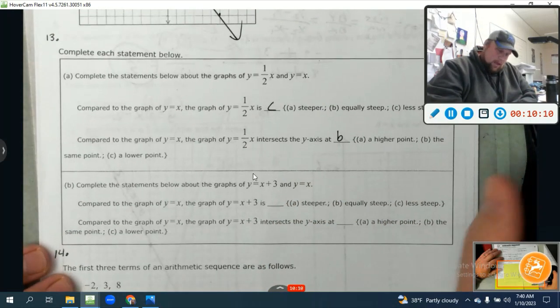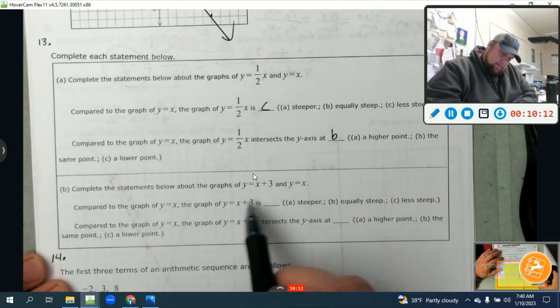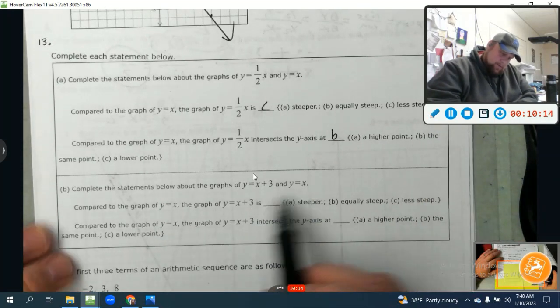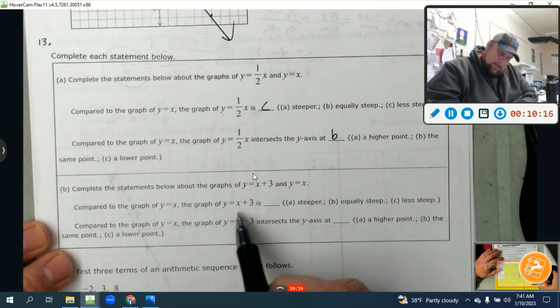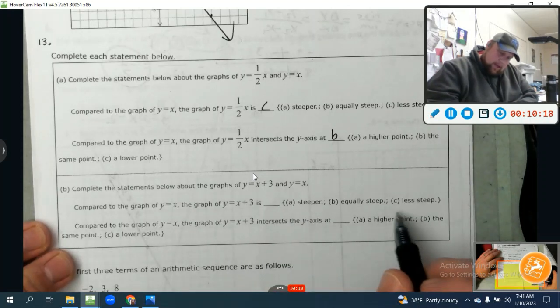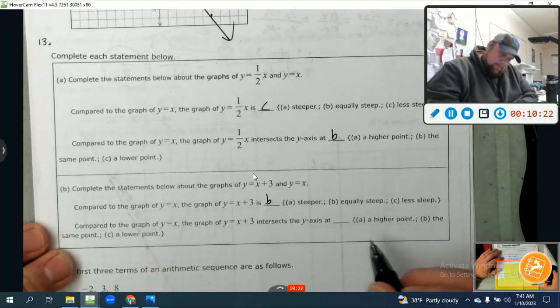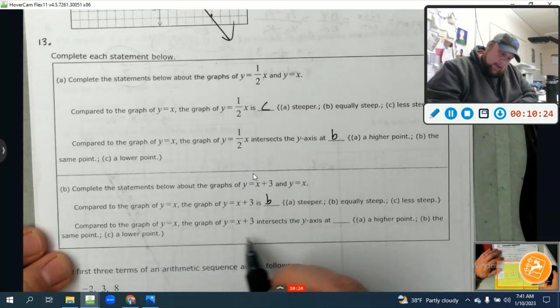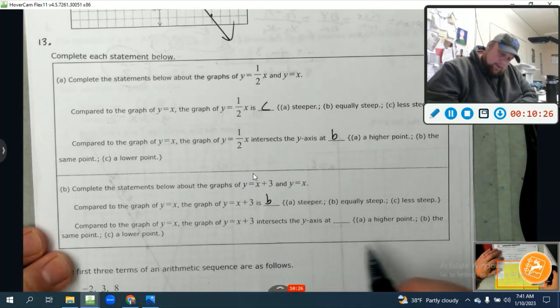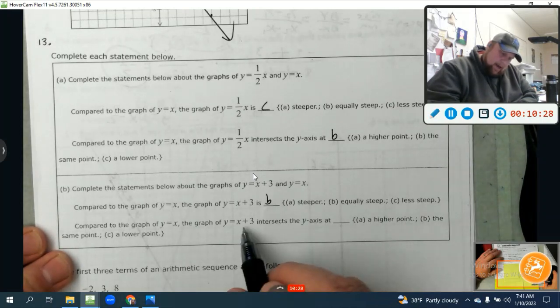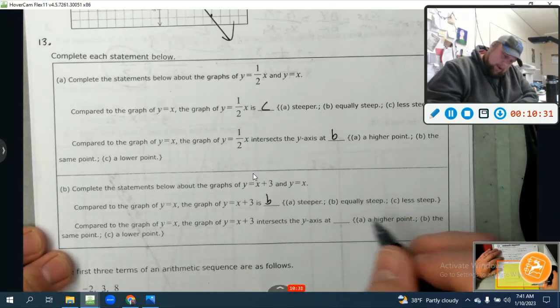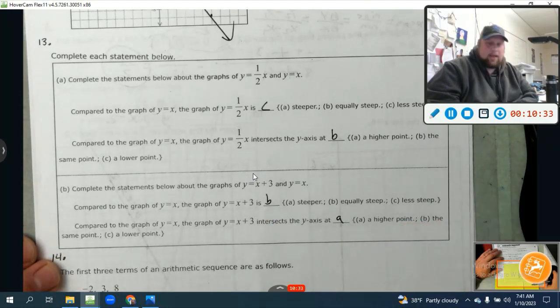Okay. Completed statement. So y equals x plus 3 and y equals x. Compared to the graph of y equals x, the graph of y equals x plus 3 is equally steep. It's B because they have the same slope. There's a 1 in front of those x's. Compared to the graph of y equals x, the graph of y equals x plus 3 is at a higher point because that plus 3 moves it up 3. So a higher point. A. Look at that.